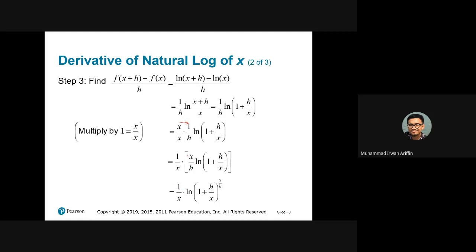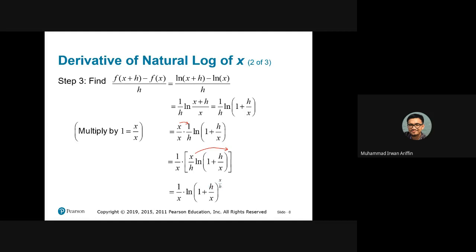Now, from the logarithm formula, any constant at the front, we can bring it and make it the power of the log term. So now we have 1 over x multiplied by the natural log of 1 plus h over x, to the power of x over h. Now we have h here and h here.